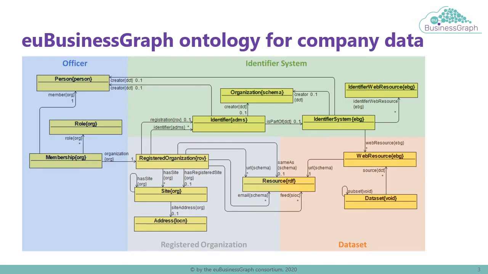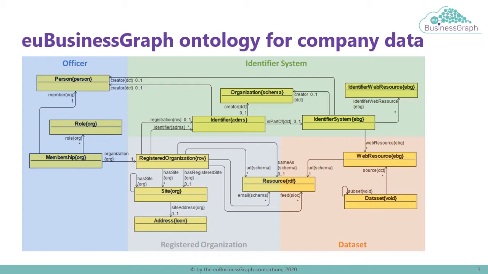In order to harmonize the data, we developed the euBusinessGraph ontology. The focal point of the ontology is companies that are registered as legal entities. Companies gain legal entity status by the act of registration. The class registered organization is used to represent such a company. A company can have several sites, for which the official registered site where legal papers can be served is captured. A site can have an address.